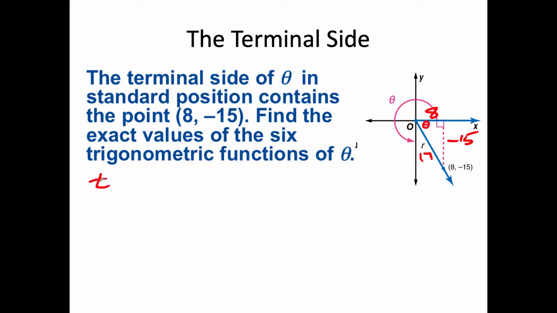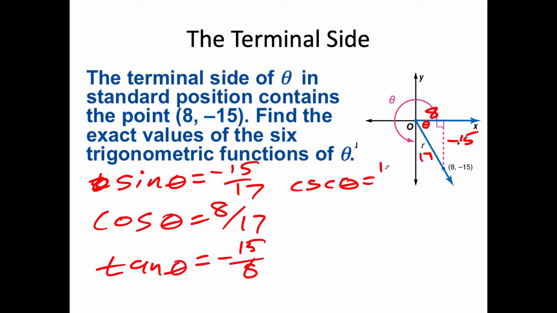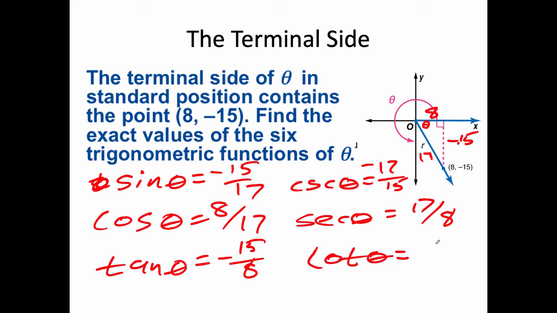So again, I'm going to do the sine of the angle, opposite over hypotenuse, negative 15/17. Cosine, adjacent over hypotenuse, tangent, opposite over adjacent, and then the cosecant we flip. 17/15, got to have a negative, and then the secant we flip. 17/8, and the cotangent we flip, and we get negative 8/15.